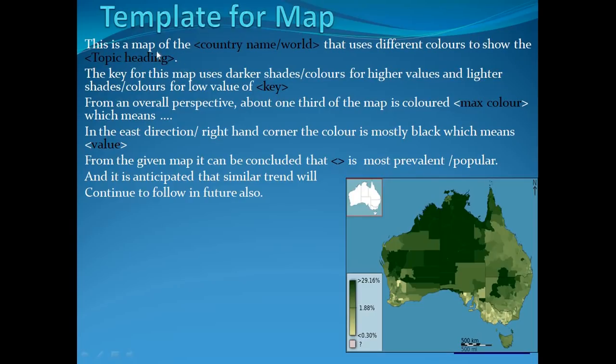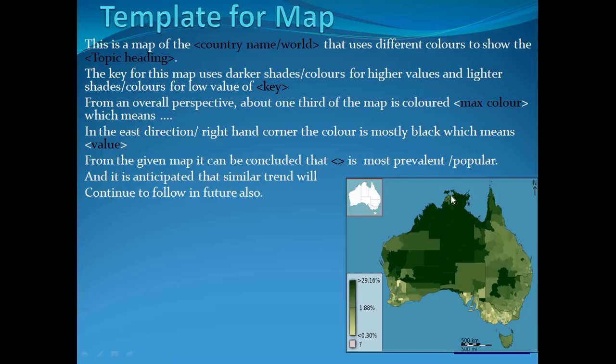So it is like, this is a map of a, now in this place you will just mention the name of the area. For example, in this scenario it would be, this is the map of Australia or Africa or whatever map you get. If you get a map of world, you can just say this is a map of world that uses different colors to show whatever is the topic. In this map that I have shown, it doesn't have any topic, but probably in exam you will definitely get a heading as well, so you can mention that. If there is no heading, you can just make up your own heading.